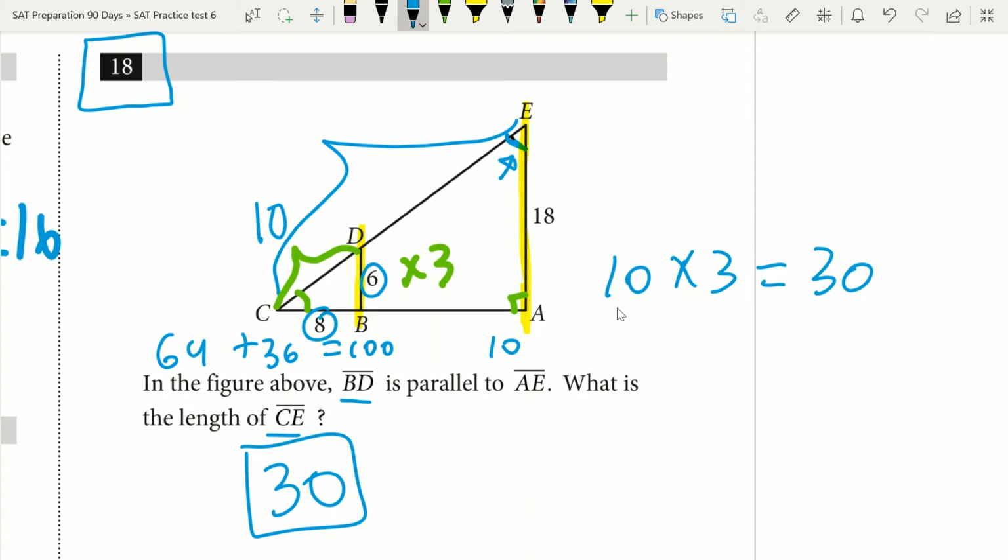So the big thing to understand here is, with similar triangles, you want to find that ratio of your larger triangle to your smaller triangle, or your smaller triangle to your larger triangle. Find that ratio.